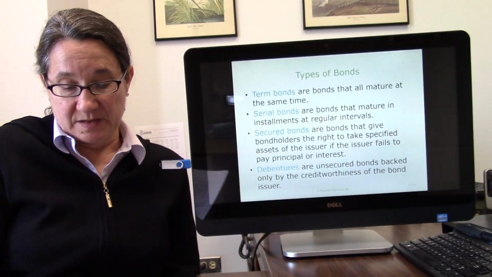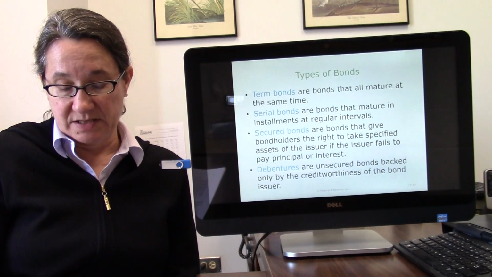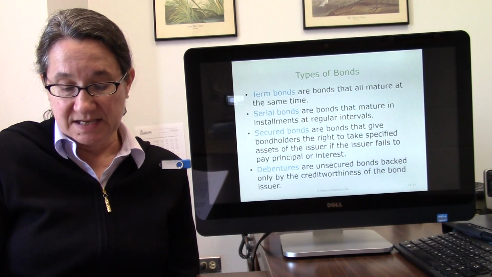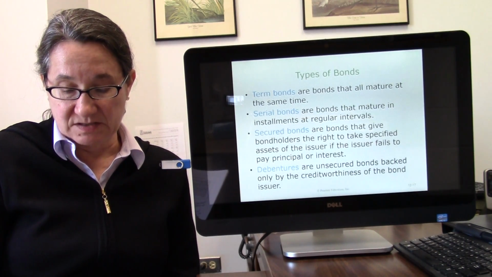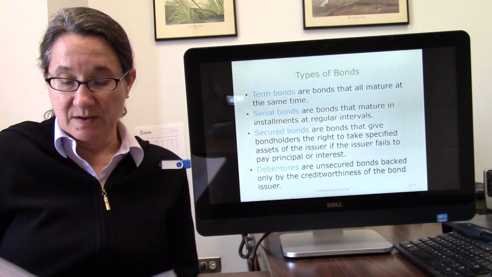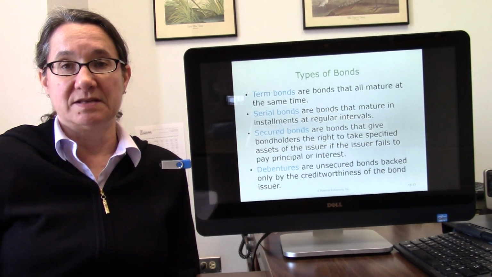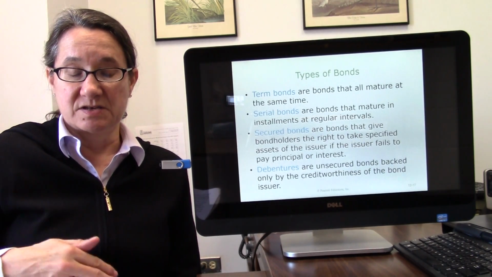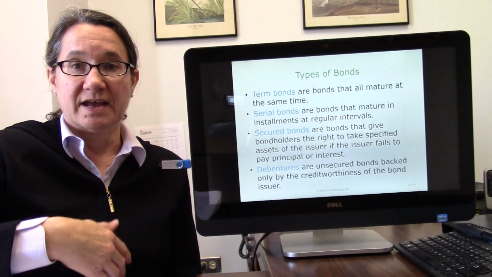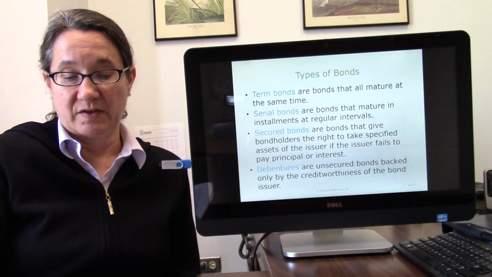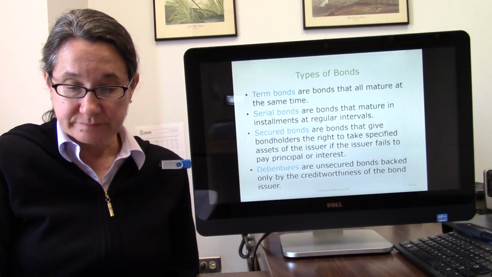Serial bonds. In a series, just like it sounds, serial bonds are in a series. These bonds mature in installments at regular intervals. For example, a $500,000 5-year serial bond may mature in $100,000 annual installments over a 5-year period. So you're going to get a series of bonds. You'll get the 1 year, 2 year, 3 year, 4 year, 5 year, and each of those bonds would get paid off in their proper period. That's called a serial bond.